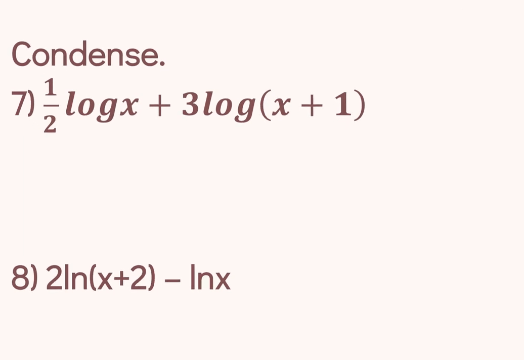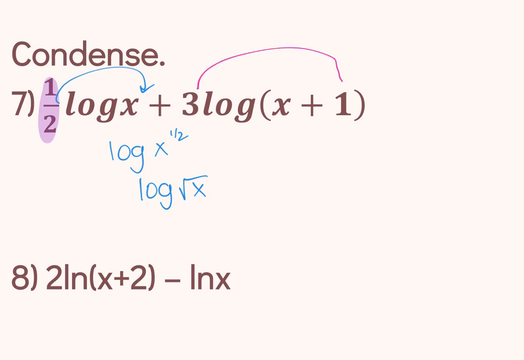So a 1/2 on the front means what for that x? It becomes the exponent. So this would be log of x to the 1/2. What's log of x to the 1/2? Good. Log square root of x. The 3 comes to the back of here, and I'd get plus log x plus 1 cubed. You do not need to expand and FOIL that out.